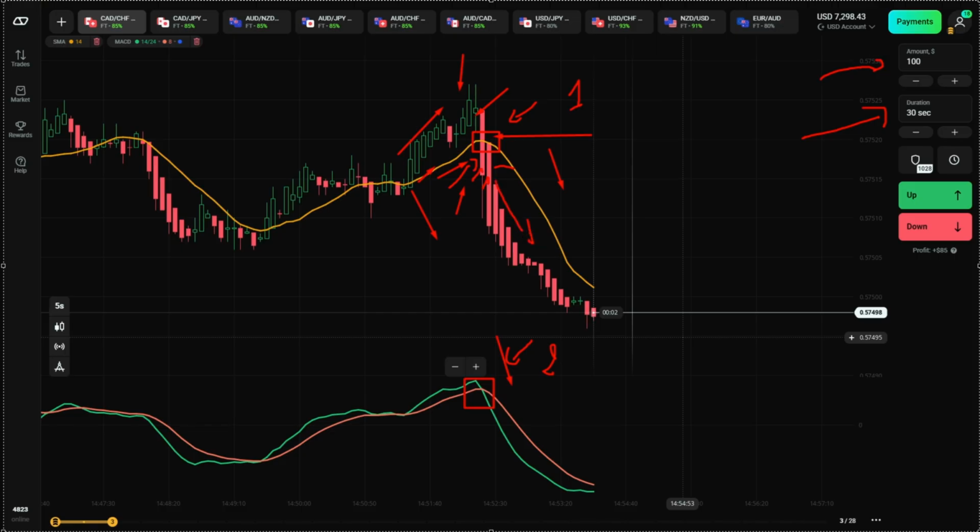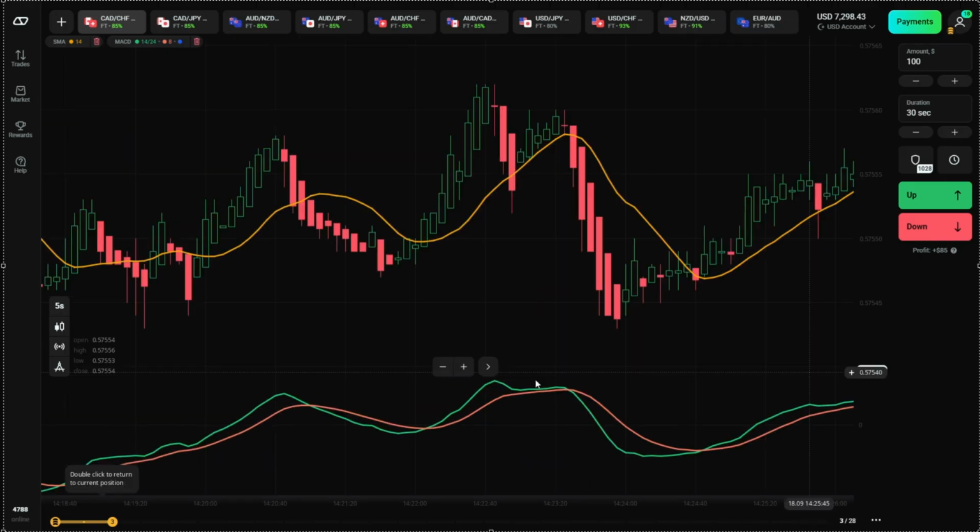Let's look at another example of an upward trend like what we're seeing in this case. We actually have many cases of upward trends, but this one is the best among them. Here we have a crossover, as you can see, which is a signal for an upward move.